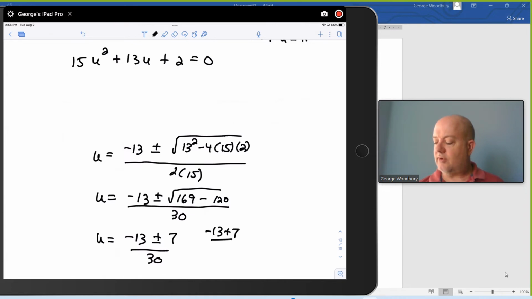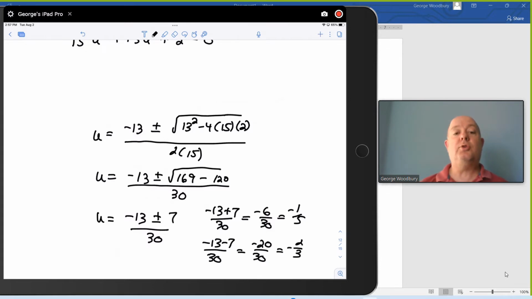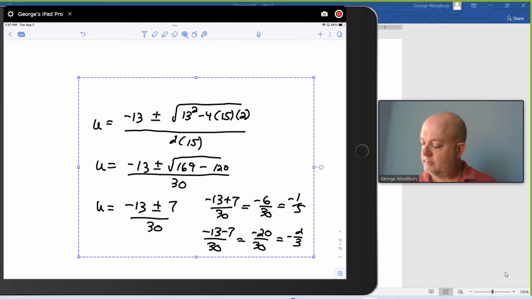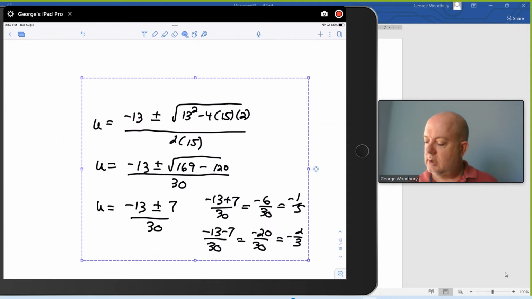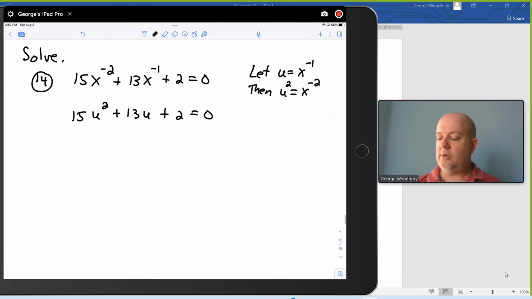Negative 13 plus 7 over 30 is negative 6 over 30, or negative 1/5. And negative 13 minus 7 over 30 is negative 20 over 30, or negative 2/3. So our two solutions are going to end up being negative 1/5 and negative 2/3. However, I'm going to show you how to get there by factoring. So let me get rid of this first. And let's go back to factoring.